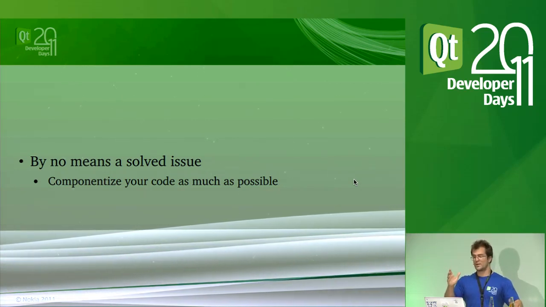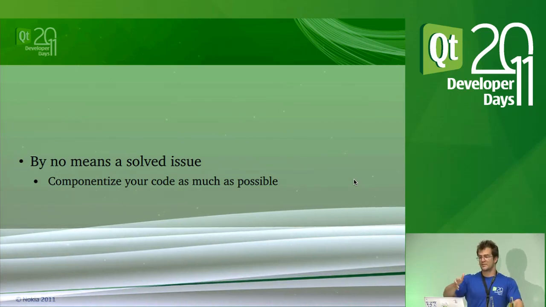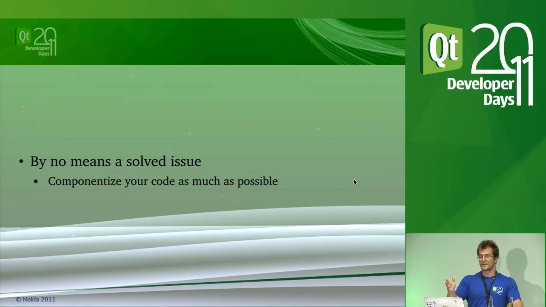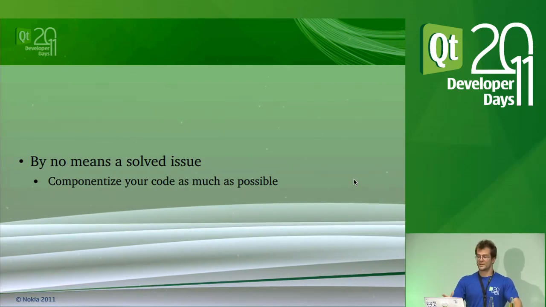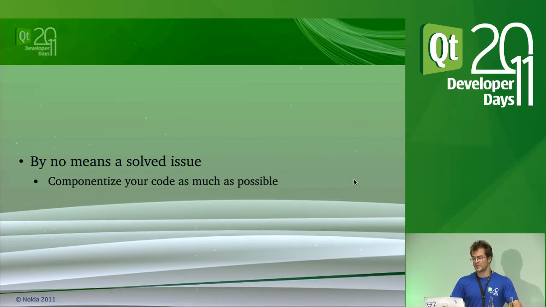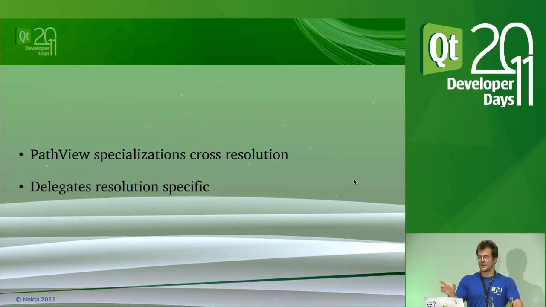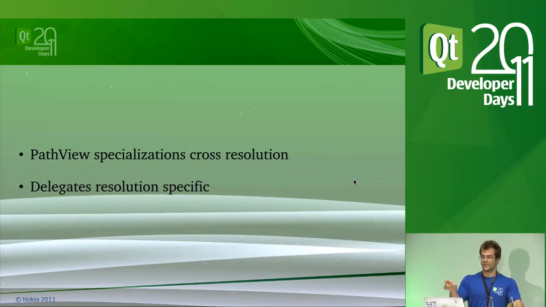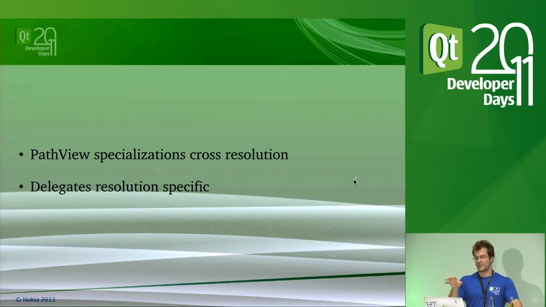So when you have a complete refactoring of your code, then clearly trying to synchronize that between multiple resolutions can be very tricky. And the way to work around this, as we all know, is to componentize your code as much as possible, to move it off into components. So things like the path view specializations that we have, the cross-resolution path view specializations, are entirely relevant cross-resolution, whereas, as I mentioned beforehand, the delegates need to be very resolution specific.